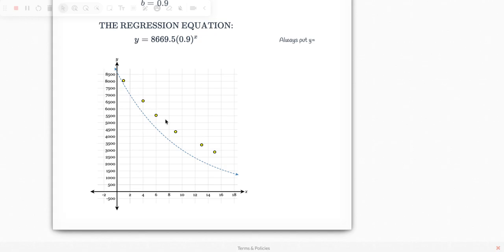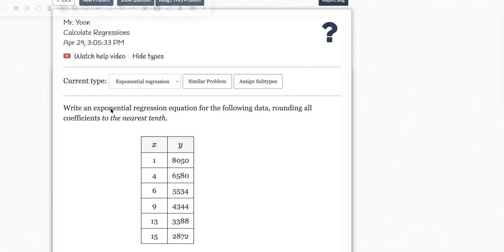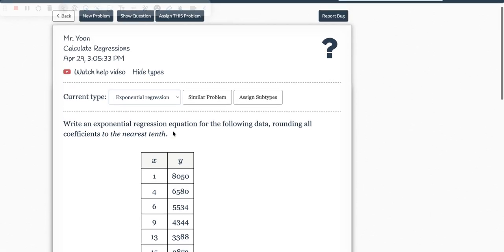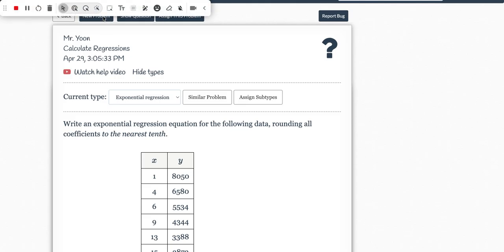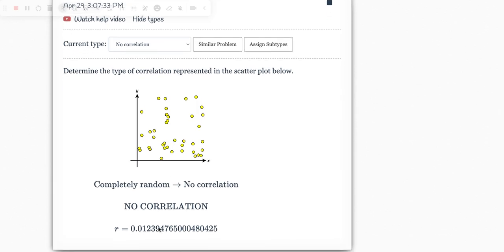I know it's a little hard to see. To my eyes, maybe a line would work better, but you never know. If they're saying use an exponential regression equation, do it, okay? A lot of times when the data curves, you want the equation to curve with it. For this next one, I want you to remember that the calculator will actually tell you about R.